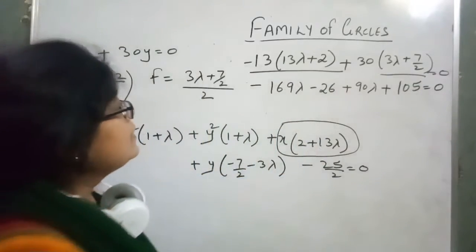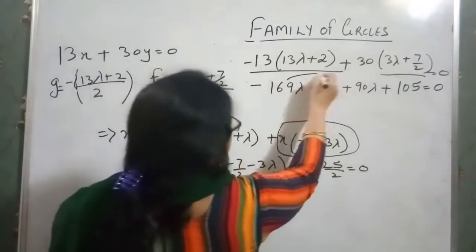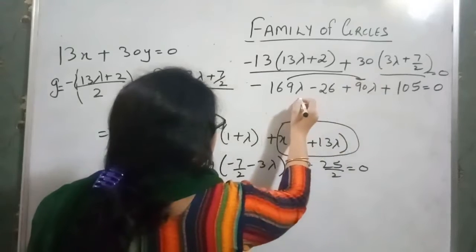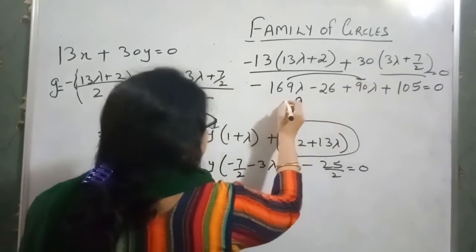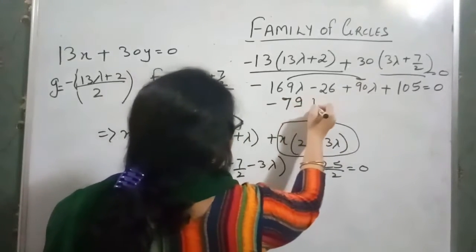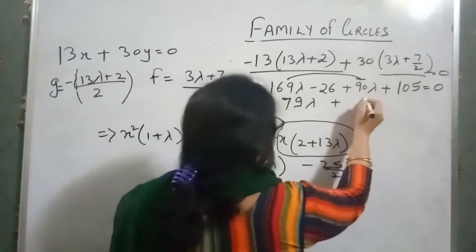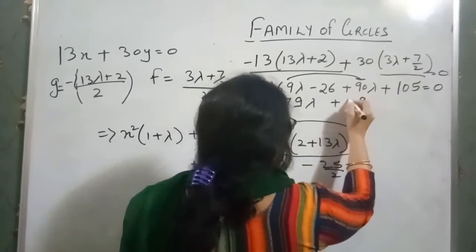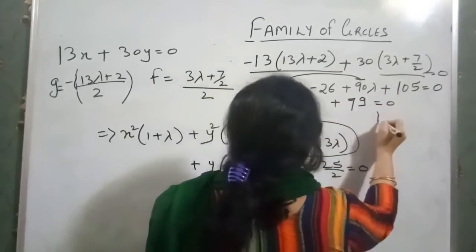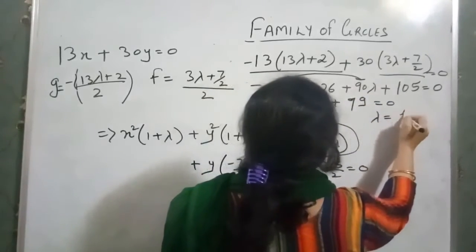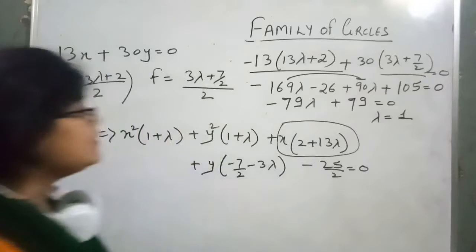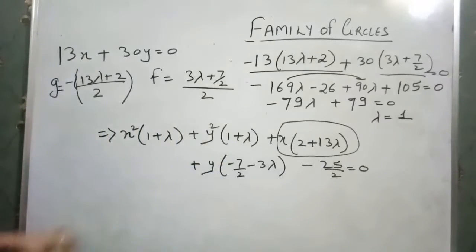Okay. So we subtract these two. That is 79 lambda plus 79 is equal to 0. So the value of lambda is equal to 1. Clear? So I put the value of lambda in this equation.